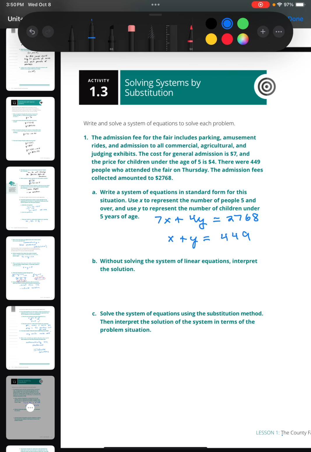Okay, so B, without solving the system of linear equations, interpret the solution. Well, the solution is going to give the number of children and general admission. It should say children under 5, but we'll just leave it at children, and general admission people attending the fair.